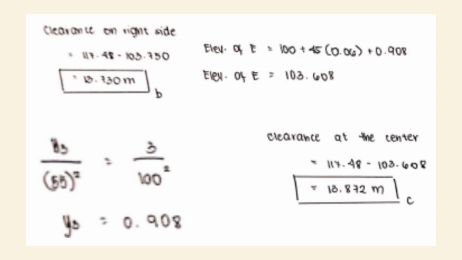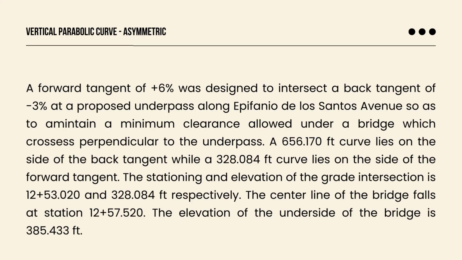Now we can proceed in solving for the clearance at the center of the bridge. Like before, the clearance at the center is simply the elevation of E subtracted from the elevation of the underside of the bridge. So it is 117.48 minus 103.608. So the clearance at the center of the bridge is equal to 13.872 meters.